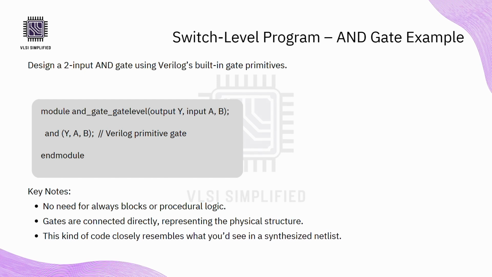And here's what a gate level AND gate looks like in Verilog. We use Verilog's built-in gate primitives, in this case and, that connects the inputs A and B to produce the output Y. It's that simple, just one line. This style is direct and structural. You are telling the synthesis tool exactly what kind of gate you want and how it should be wired. Again, while this is synthesizable, it's not common to write full designs this way by hand. Instead, gate level models are usually auto-generated from RTL during synthesis. Still, it's helpful to understand this level, especially when you are debugging timing and doing gate level simulations.